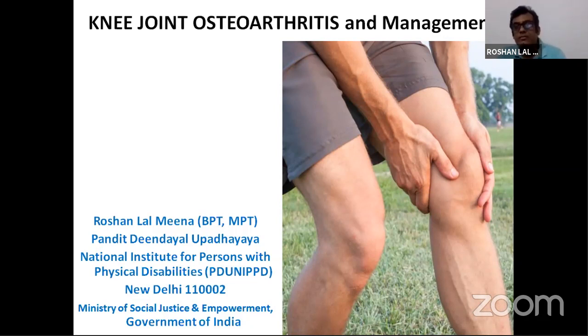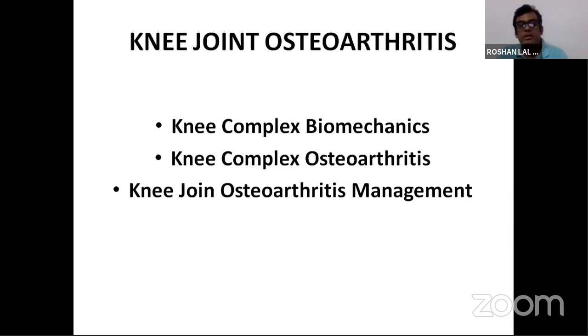There is a great role of the physiotherapist in the management of the osteoarthritic knee joint, where the physiotherapist can prevent the deformities from further progression, and can correct the deformities to some extent, and we can improve the functional limitations and the quality of life of the patient. In this session, we'll discuss three aspects: knee complex biomechanics, knee complex osteoarthritis, and knee joint osteoarthritis management.